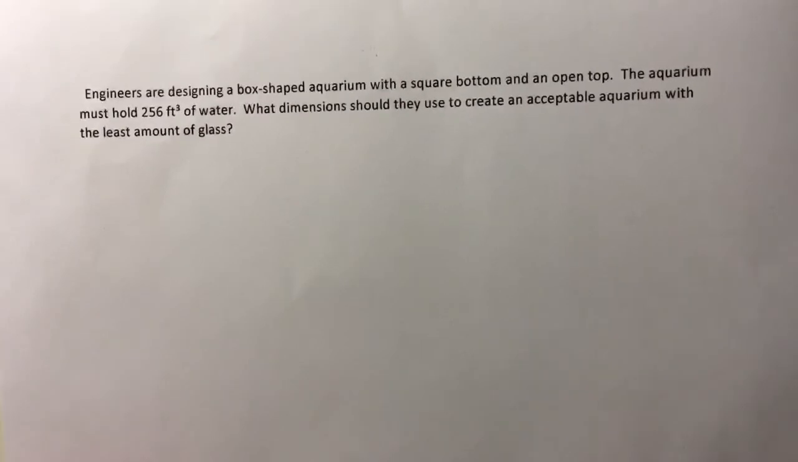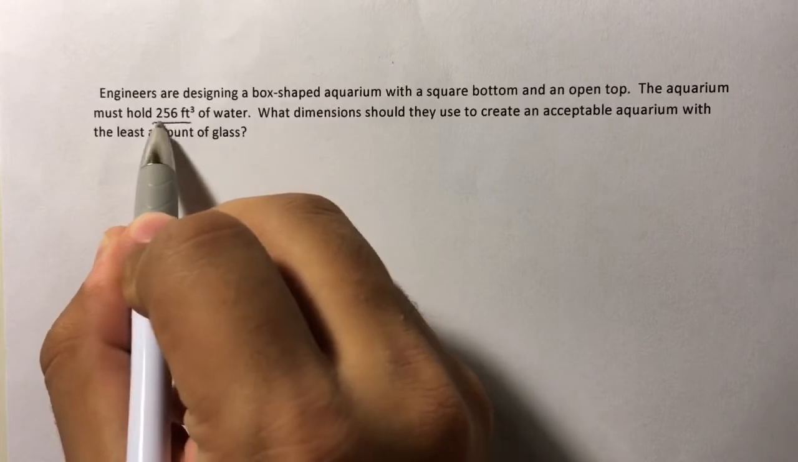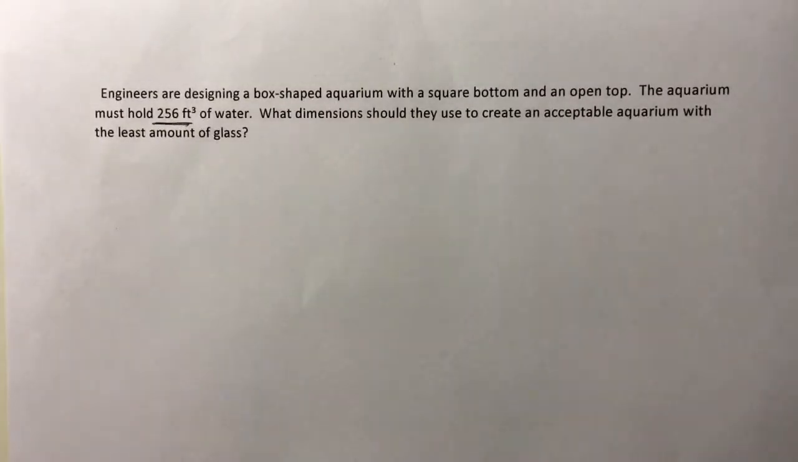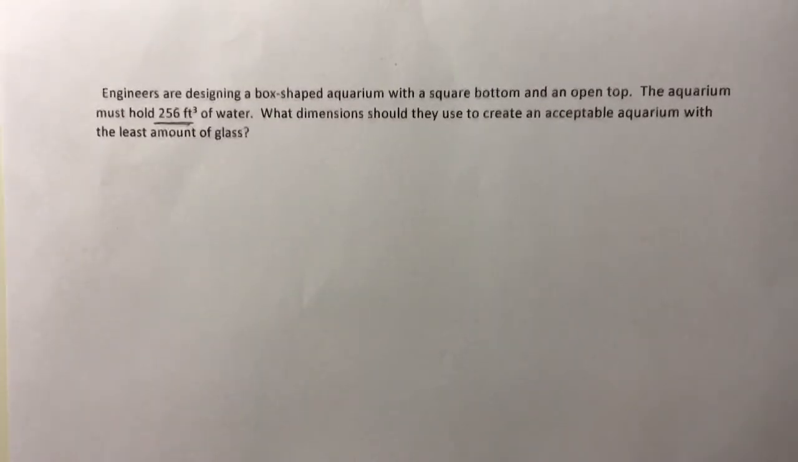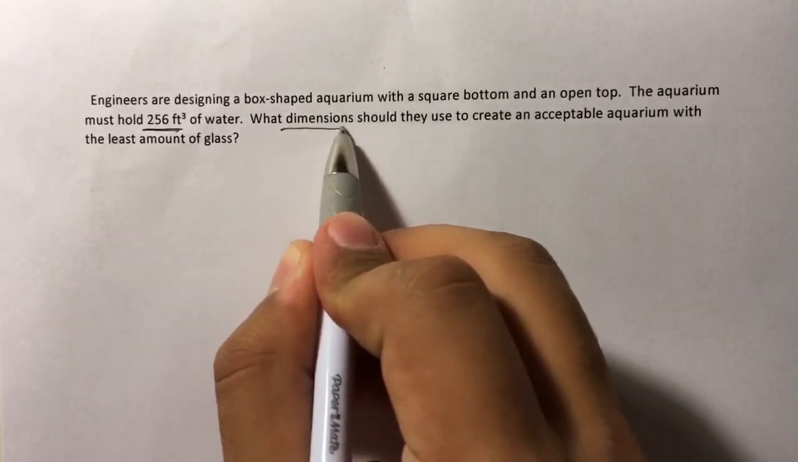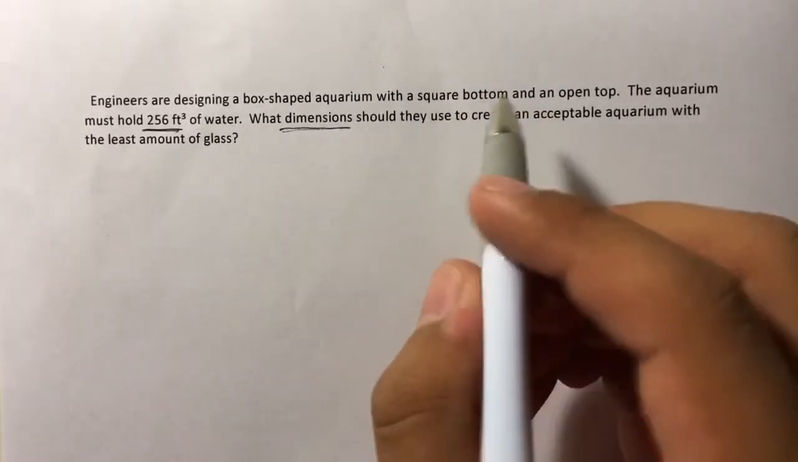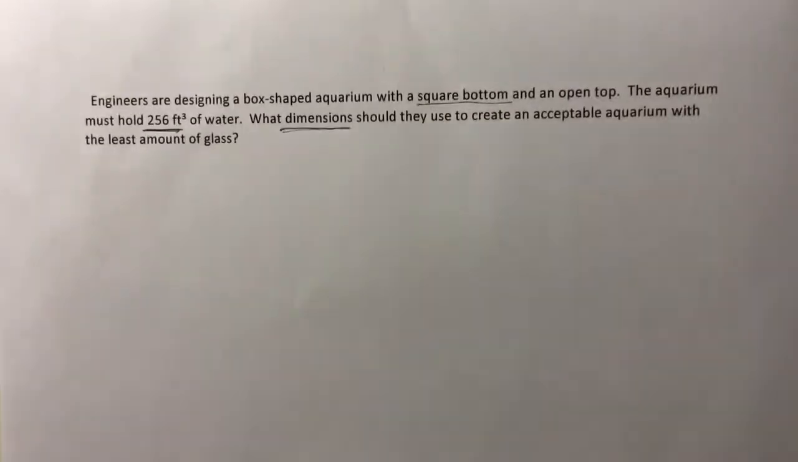Now, a thing that I should note right away is that they're giving me the necessary volume. This is the constraint of the problem. This is what the volume absolutely has to be. And I'm looking for the dimensions of the box, so I'm going to be looking for the sides. And another thing I know right away is that it's a square bottom, so the base of the tank is a square, meaning that the sides are going to be equal.